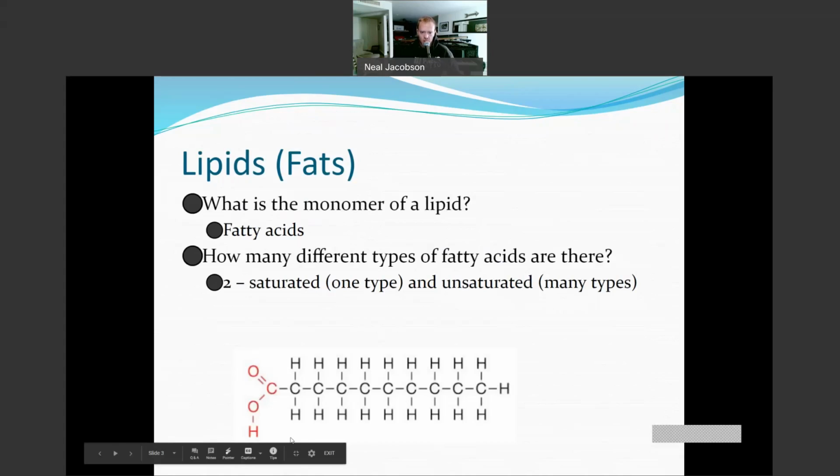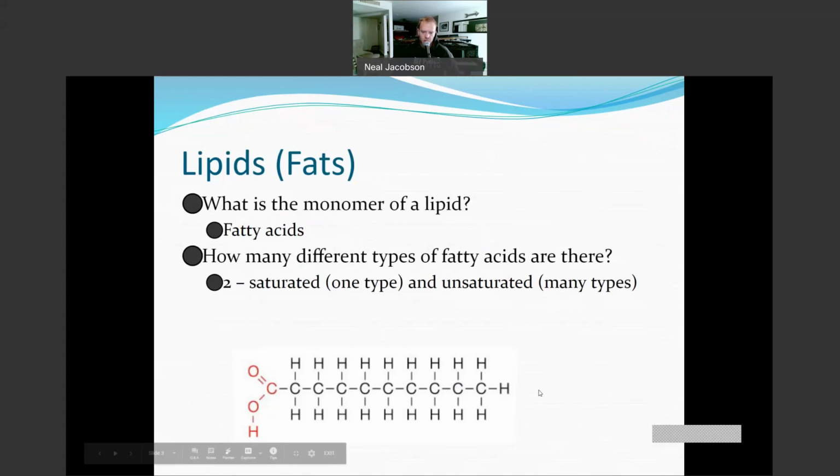This particular one is saturated. The way that I know that is because every carbon atom in this molecule, besides this one colored in red at the end, every carbon atom in this molecule is saturated, its bonds are saturated by hydrogens. There are no double bonds down this tail at all. It's all just hydrogens surrounding carbons.